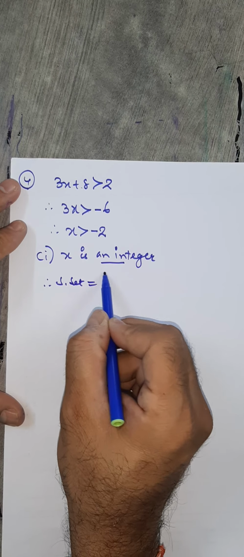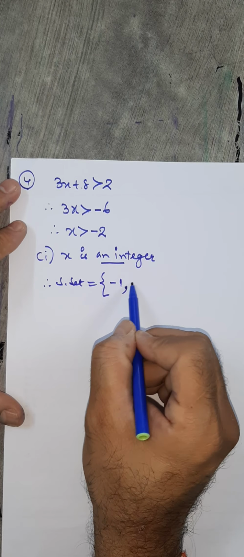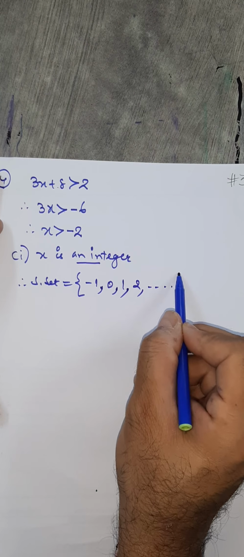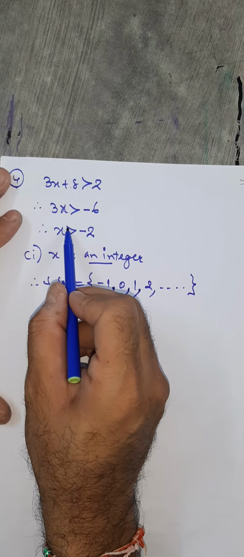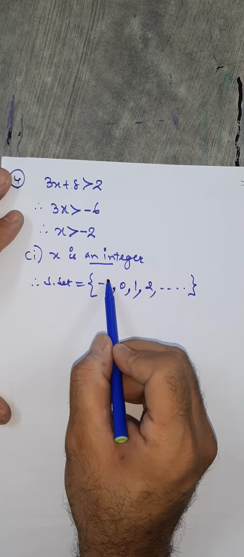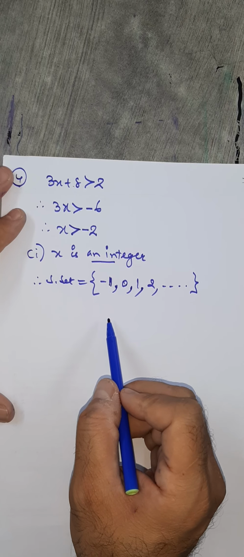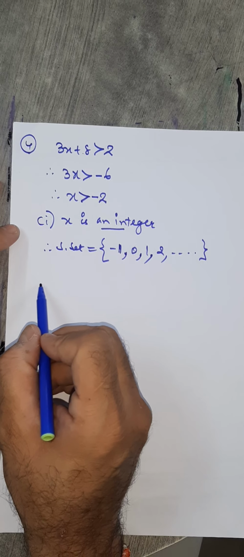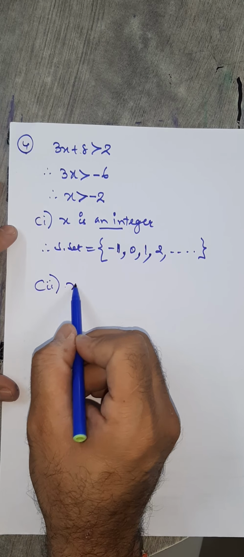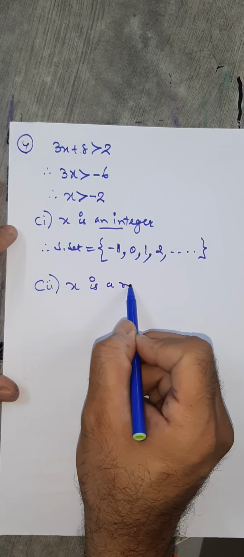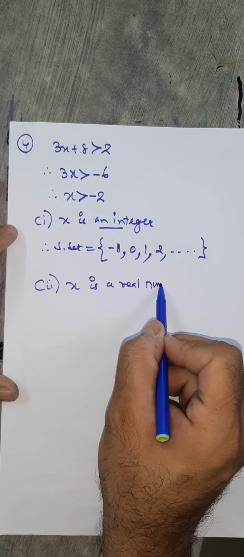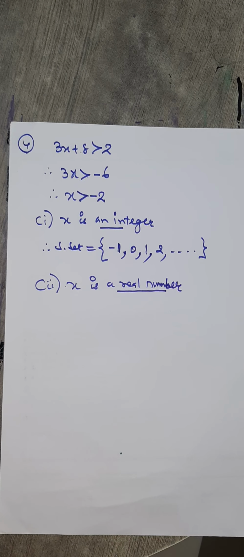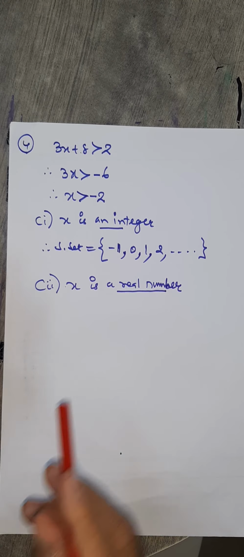So what are the integers greater than minus 2? That's minus 1, 0, 1, 2 and so on. There are infinitely many integers. So this is the solution set. x is greater than minus 2. That is minus 1, 0, 1, 2 and so on. Fine. Now the second sub question, that is x is a real number. Real number means it can be any number, maybe fractional or irrational and so on. It can be minus 2.1 and so on.